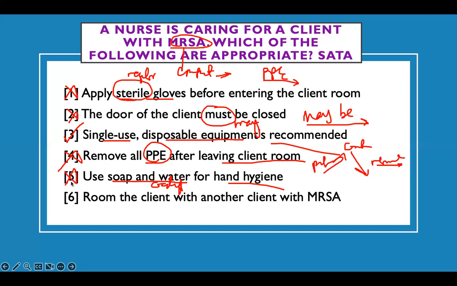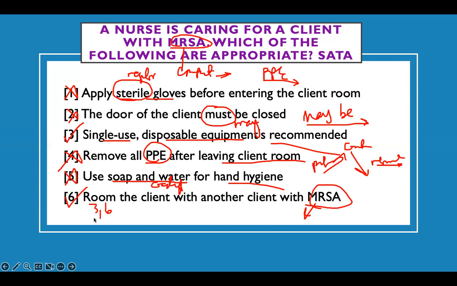Room the client with another client with MRSA. Yeah, a client with MRSA rooming with this patient is appropriate. They have the same organism and the same contact precaution. So appropriate are only 3 and 6.